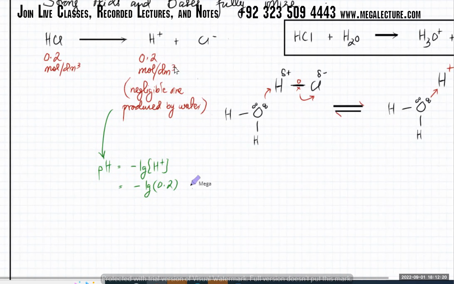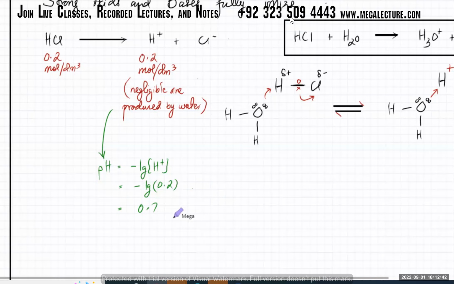ये मुझे बताओ क्या वैल्यू आ रही है? So it's coming out to be 0.7. So that means the pH is 0.7. That's your pH. Okay, that's it. So it's pretty simple. But minus log of the concentration of H plus ions.